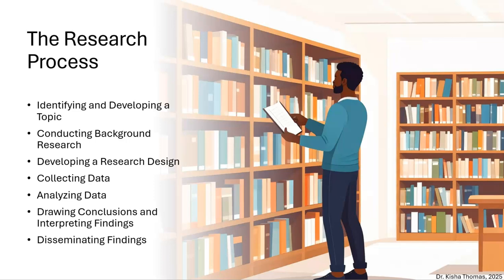The research process, the process of researching itself, we may think, oh, this is going to be a lot, right? But the process of researching can be fun if you allow it to be. You want to identify and develop a topic. So this initial step involves selecting a broad area of interest and then narrowing it down to a specific research question. Let's take our example question of the mental health crisis in the United States.